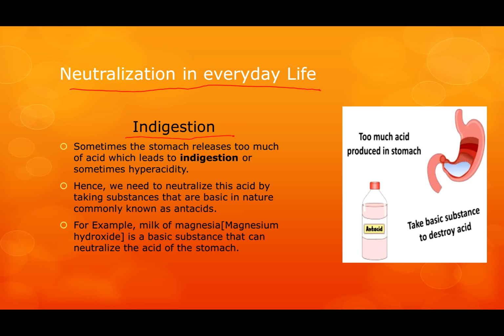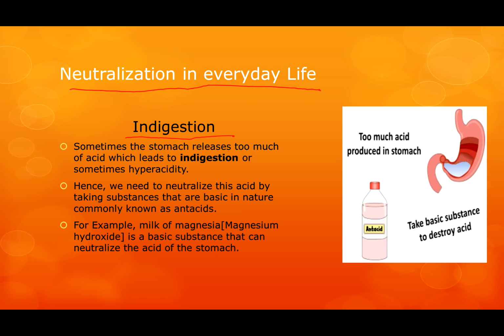First one is indigestion. This is the most common word, and you must know what happens in indigestion. As you know, there is an acid in our stomach, but due to junk food or spicy food, the acid produced is in more quantity and you feel indigestion or hyperacidity. So how can you get relief from that?